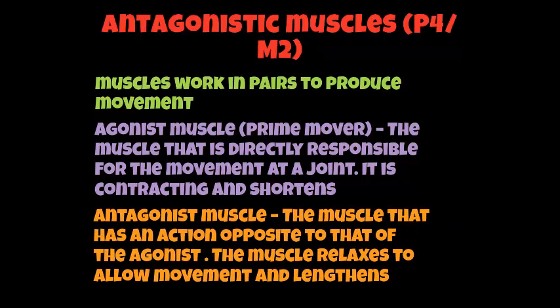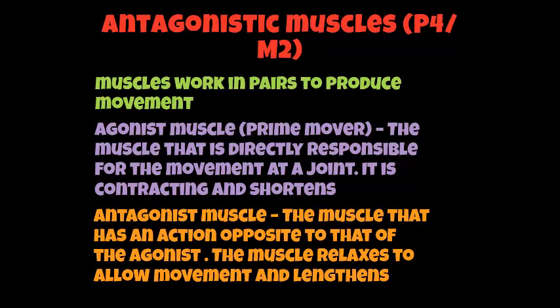We also have an antagonist muscle, and this is the muscle that has an opposite action to that of the agonist. The muscle relaxes to allow movement and lengthens. Please underline that final sentence. That's really important.